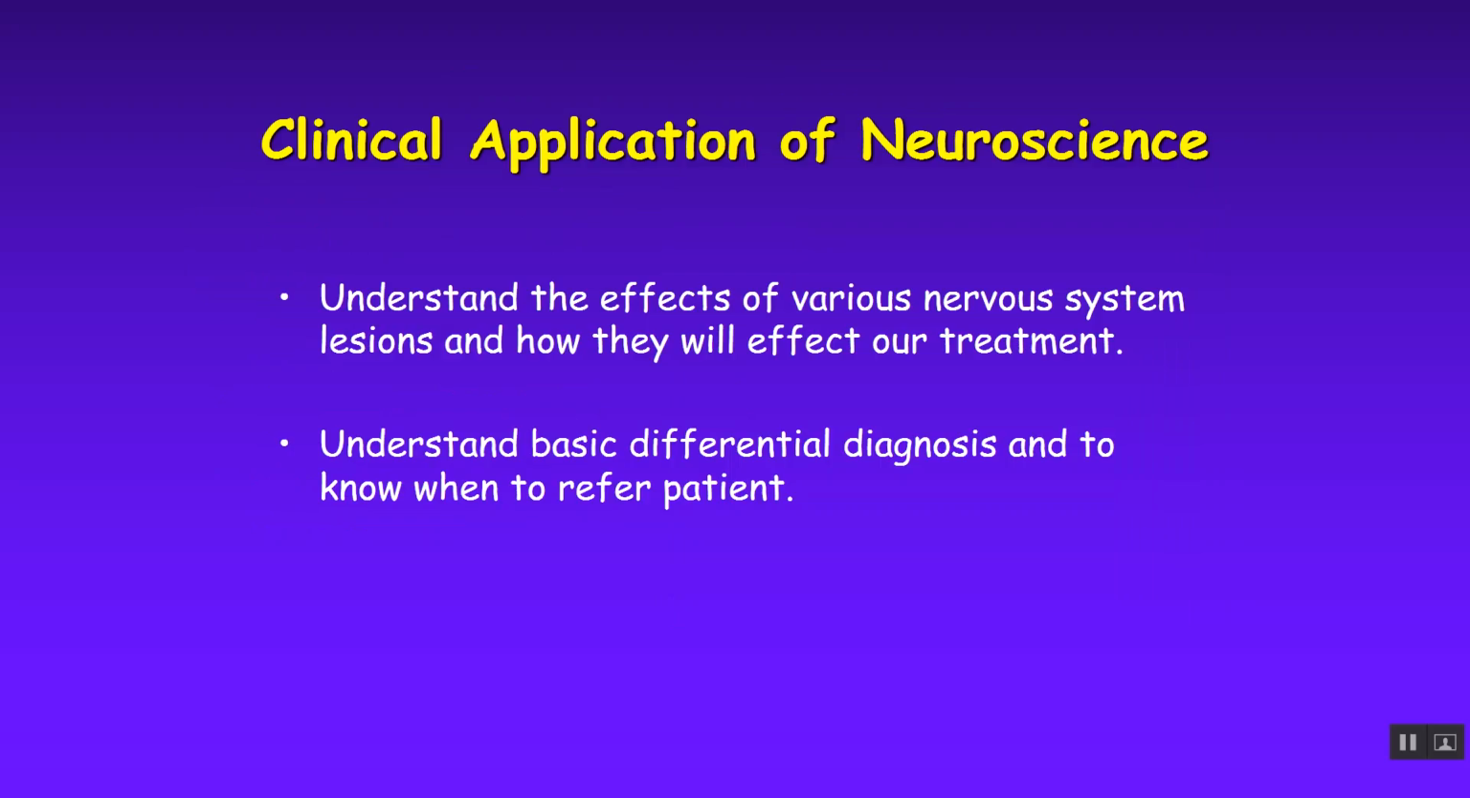All right, let's wrap that up here, the introduction overview. So, clinical application of neuroscience. What do we hope to get out of this course, and how do we hope to apply this stuff? This is where you need to be able to use this information to understand the effects of various nervous system lesions. So if you have damage in a certain location, what are you likely to see?